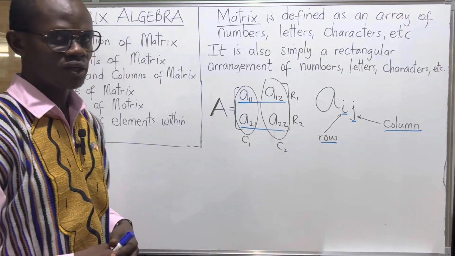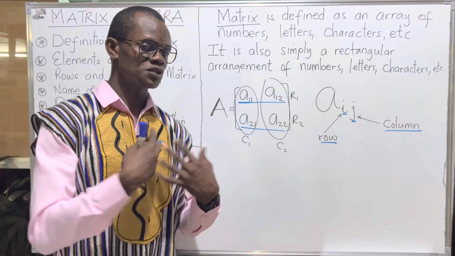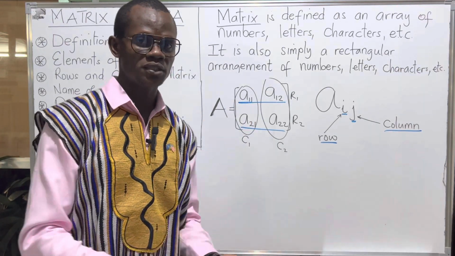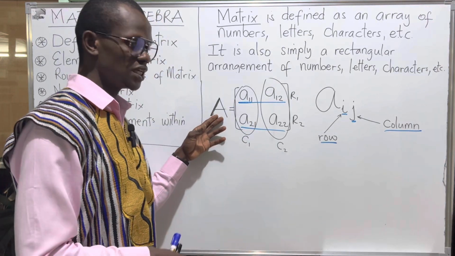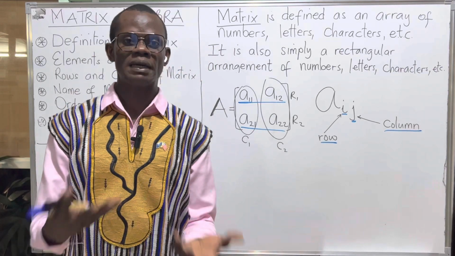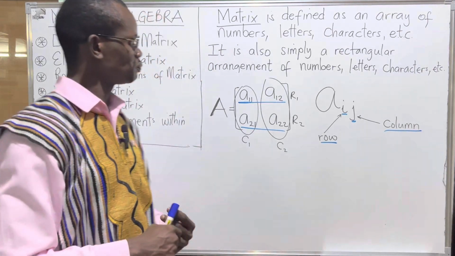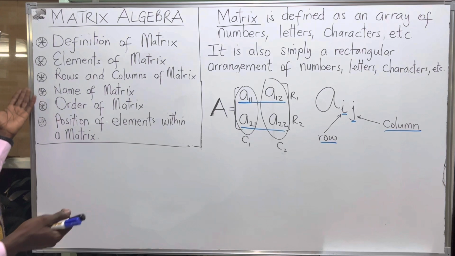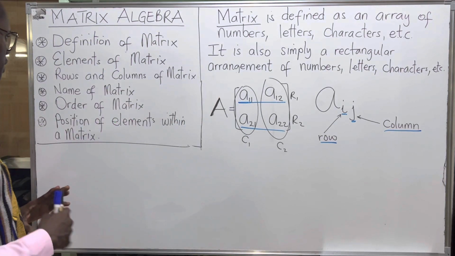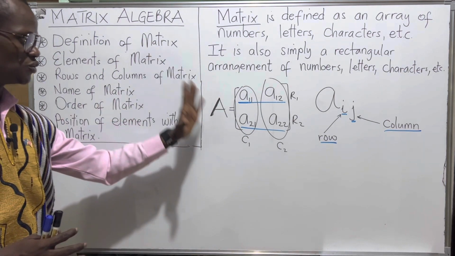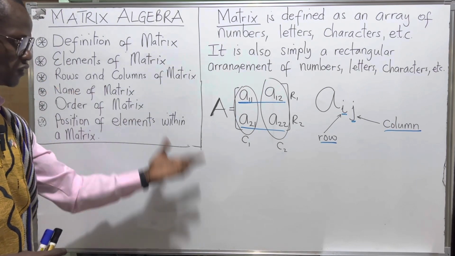For the elements of a matrix, normally we use small letters to represent the elements, and to represent the name of the matrix, we use capital letters. Additionally, we also have the rows and the columns, which we just talked about. For the name of a matrix, you can use capital letters or boldface letters.